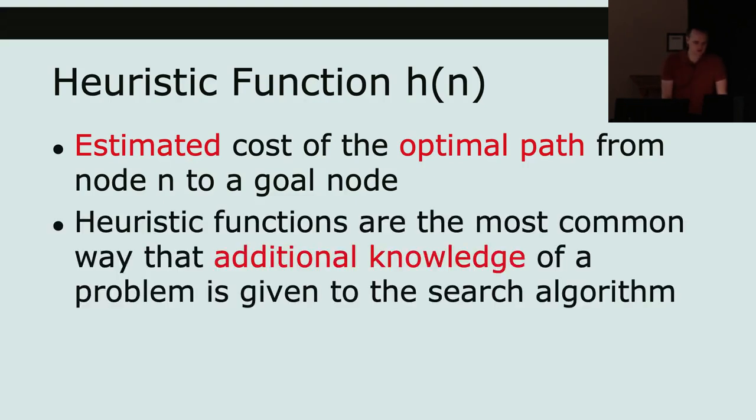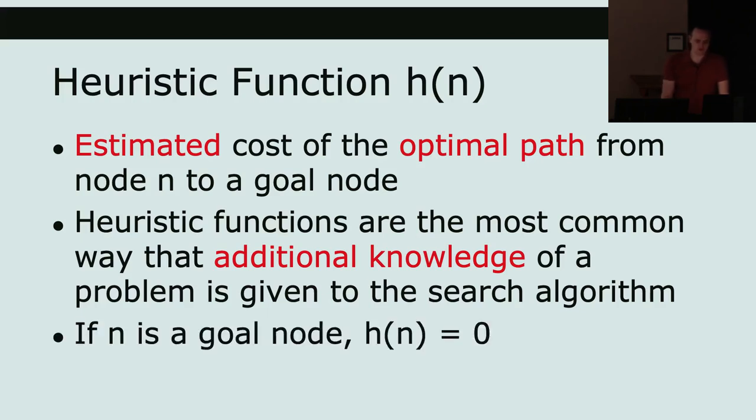And the heuristic functions are the most common way that we can provide additional knowledge of a problem into the search algorithm. And so one definition is that if we are at the goal node, this is something we can test, then h of n, which is our guess of how far we have left to go, is 0. So that's always going to be true if we're at the goal node.